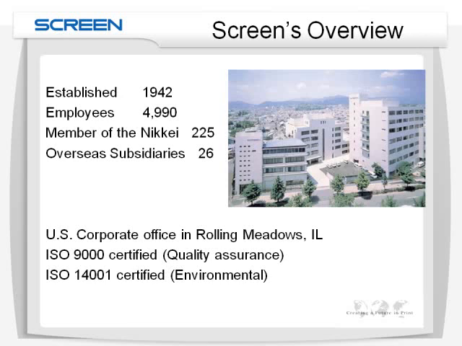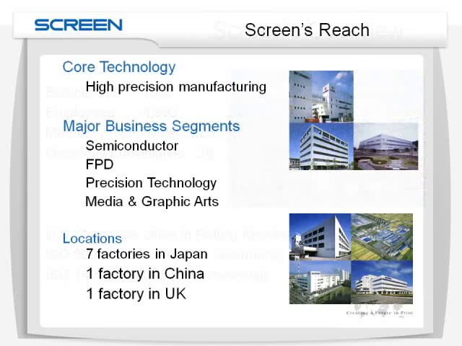I would like to give you an overview on our core technology, a little bit about our market segments and location. Dynapon Screen is a technology-based company. Our core philosophy is always focused on research and development from its very beginning in 1943. We have 7 factories in Japan, 1 in China, and 1 in the UK. Believe it or not, 60% of the total jobs worldwide is concentrated in the company's technical side, mainly research and development.